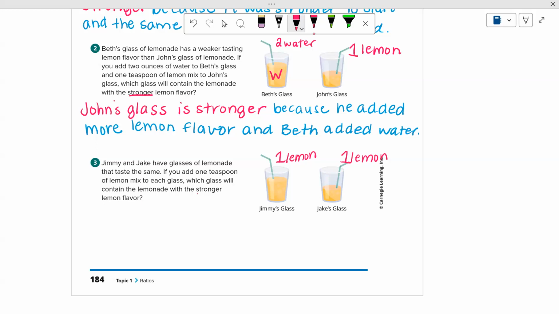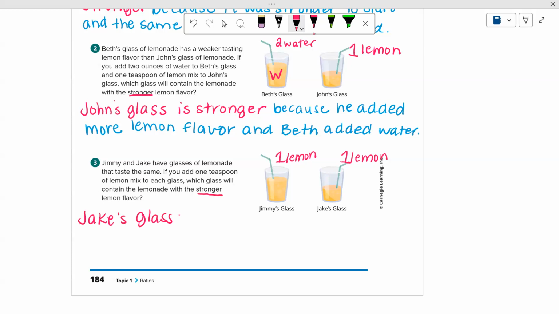Which glass will have the stronger flavor? And how do you know? This one's a little bit trickier. We're going to talk a little bit about volume. So which one has less volume? Jake has less volume, right? Jimmy's has got more. Jake has less. So it's Jake.